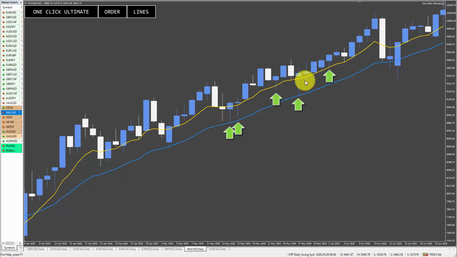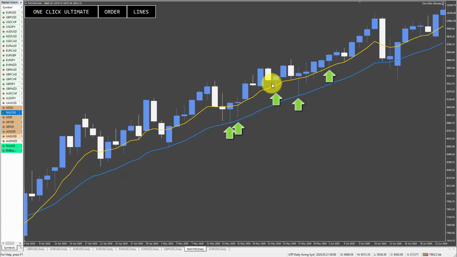Now, with regards to the specific system, the rules are as follows. The pin bar itself, in an upward trend, the low of the pin bar must be touching or underneath the 8 moving average.